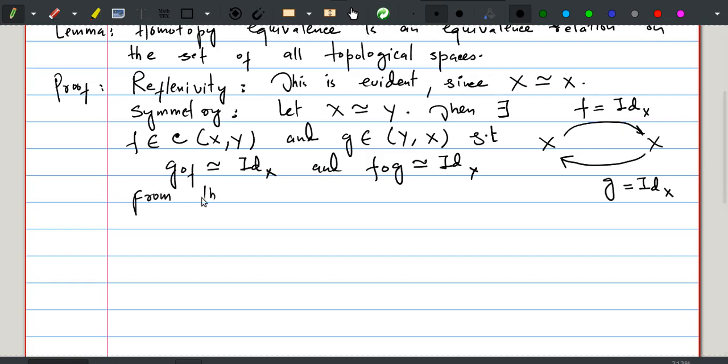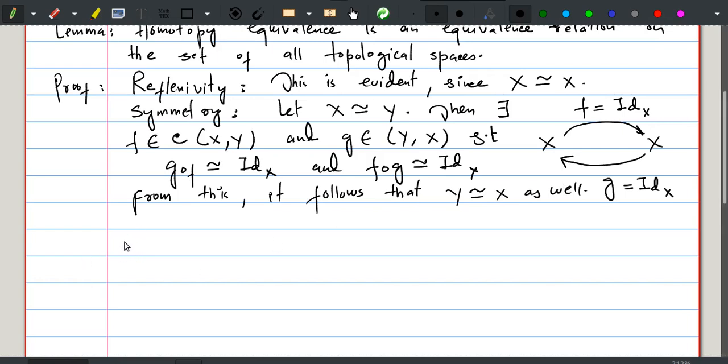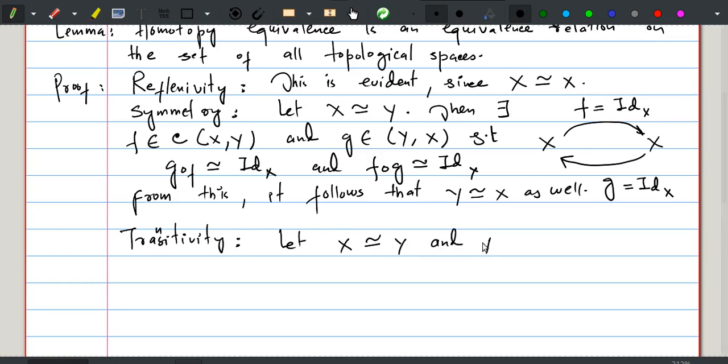From this it follows that Y is homotopically equivalent to X as well. Now finally, as far as transitivity is concerned, let X be homotopically equivalent to Y and Y be homotopically equivalent to Z, where X, Y and Z are topological spaces.